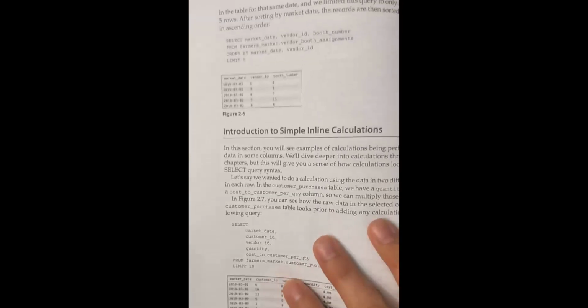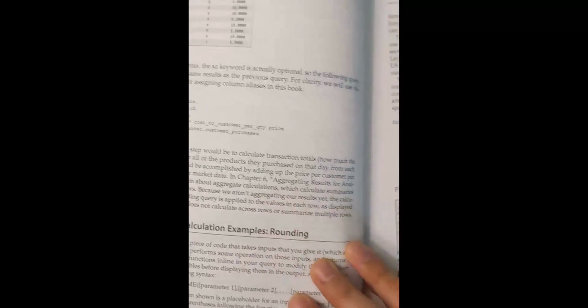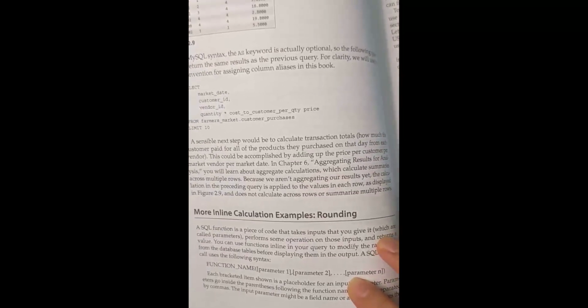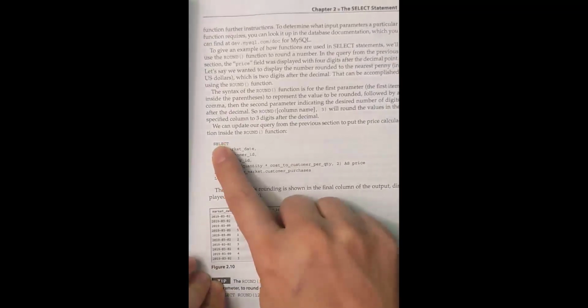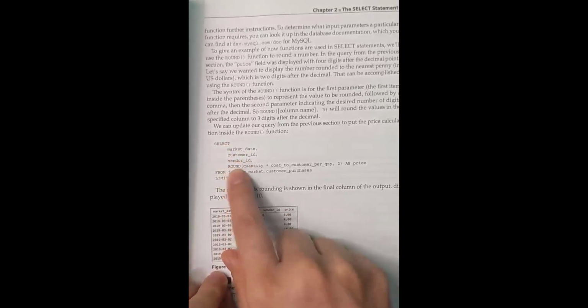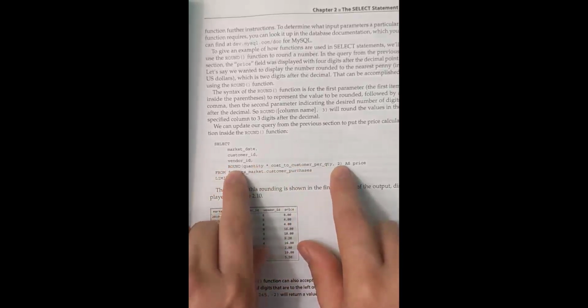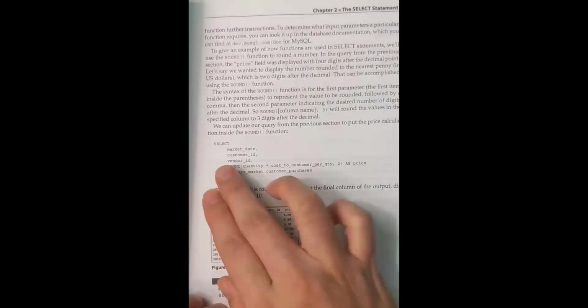So you've got, I'm skipping here, you've got the ORDER BY clause, you've got inline calculations, you've got this section on rounding. And so I'm going to focus on this query right here. At this point, you've learned how to select specific fields and how to do an inline calculation. And now we're putting that calculation inside the ROUND function. So I explain in this section what the ROUND function does. We're giving it an alias of price, and it shows the output here.